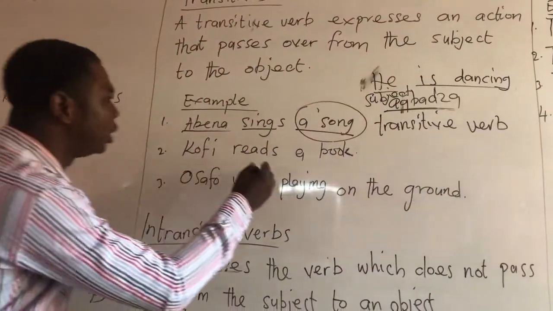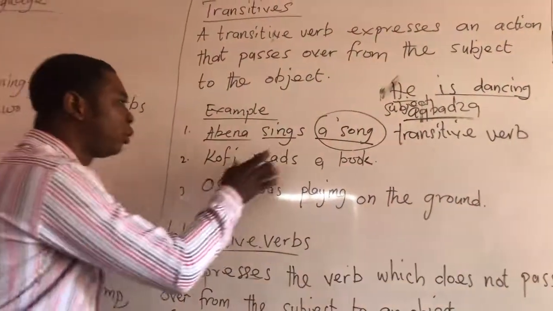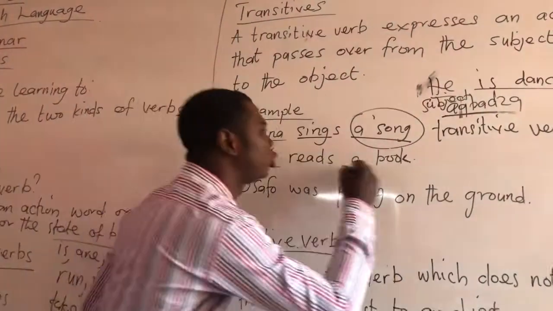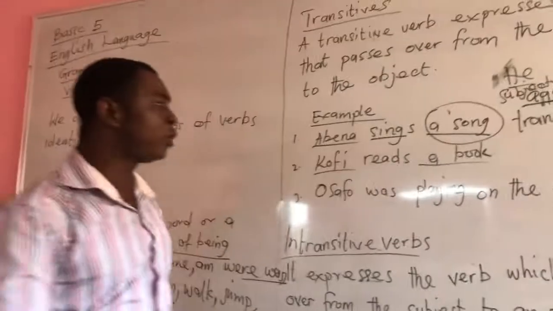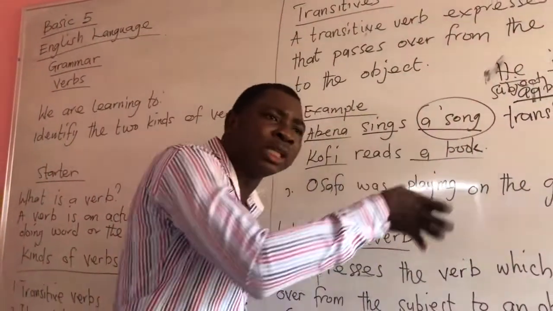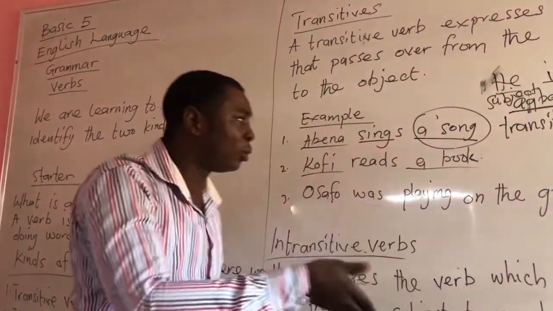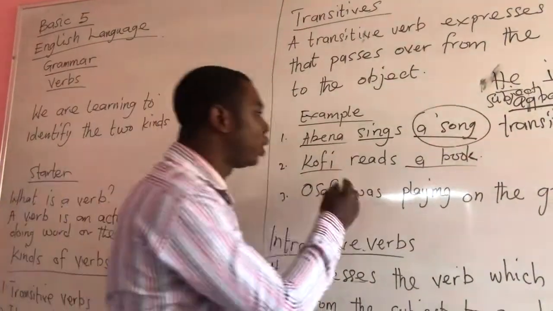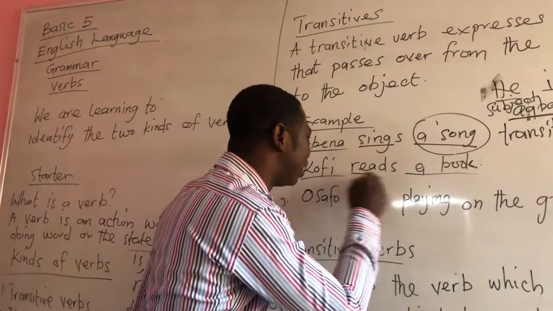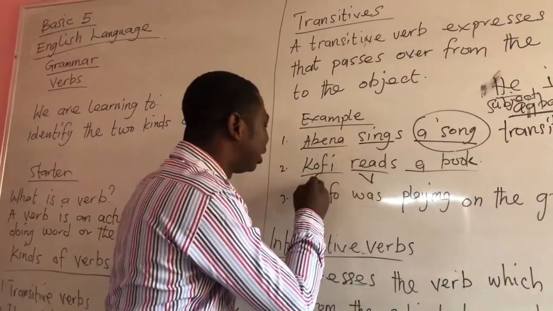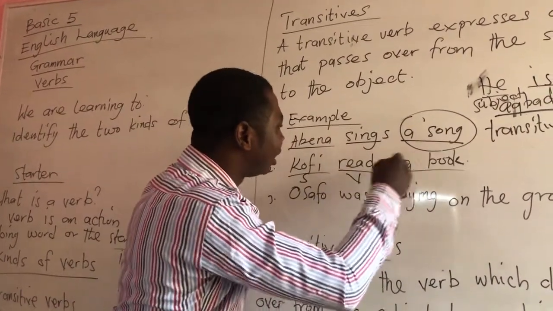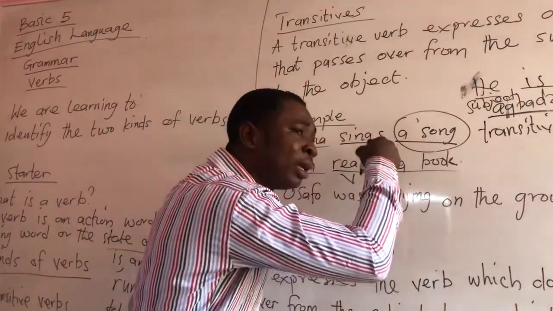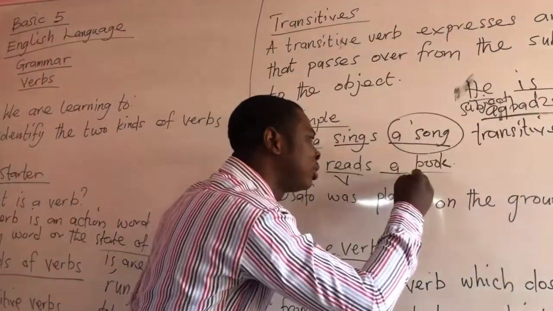Another one: Kofi reads a book. Kofi is performing the action, and the action is happening to which one? A book. Kofi is doing something, which is the verb, and that thing is happening to something. And that something is what? The object.